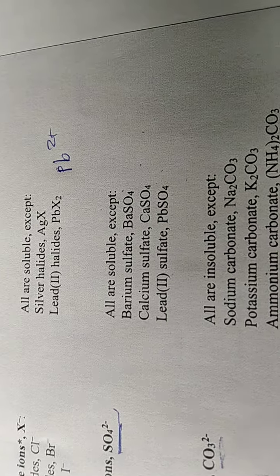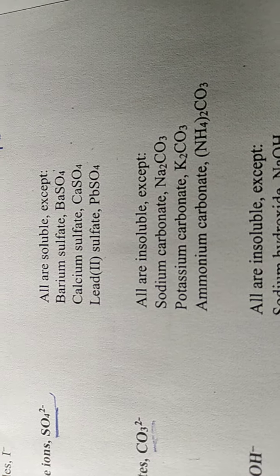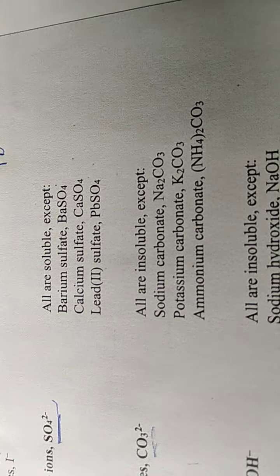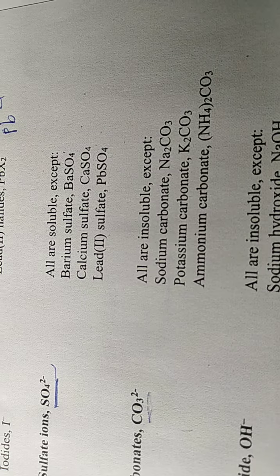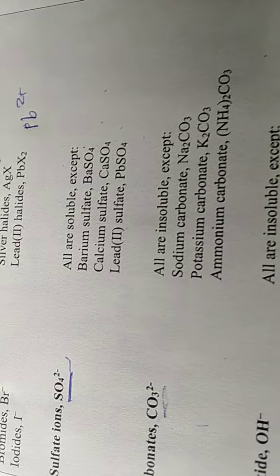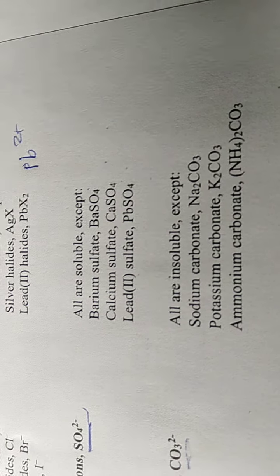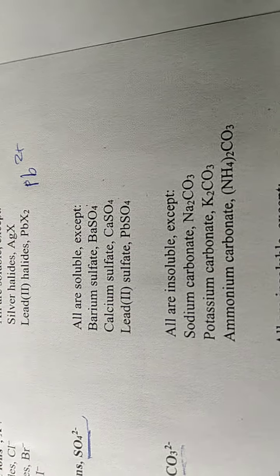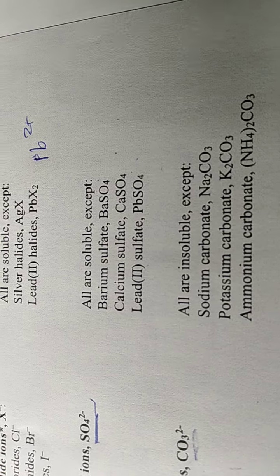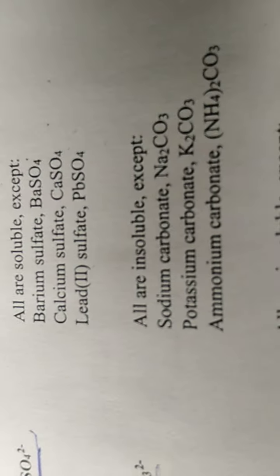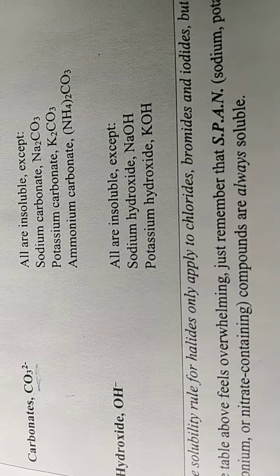So we can say that the group 2 metals with carbonate are insoluble. The transition metals with carbonate are insoluble. The group 3 metals with carbonate are insoluble. And the group 1 metals with carbonate are soluble, plus ammonium, which is a radical. It is the only radical with a positive charge that is soluble with carbonate. And then the last one is a hydroxide.